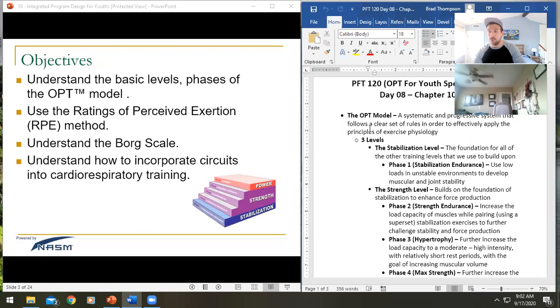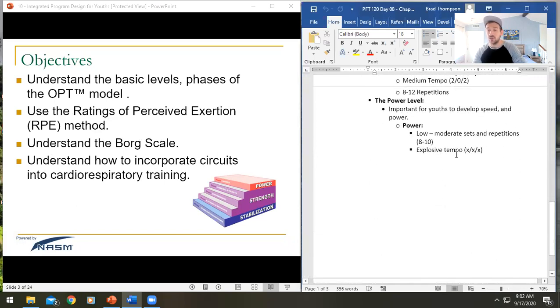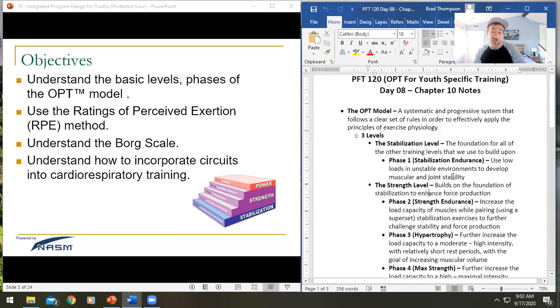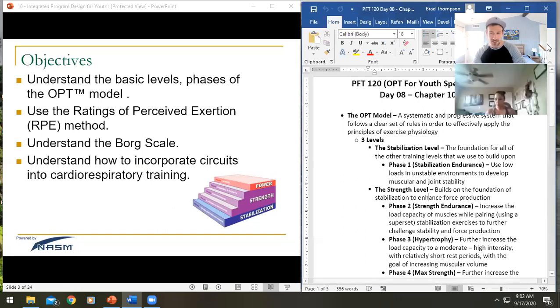So here's what we're looking at. Our objectives for today: we want to understand the basic levels and phases of NASM's OPT model. We want to understand how to use the RPE method, that Borg scale. And we also want to be able to incorporate things like circuit training and cardio training into our routines, because those are really effective for youths in particular. I'm actually not going to spend too much time on circuits and cardio because we've already talked about that.